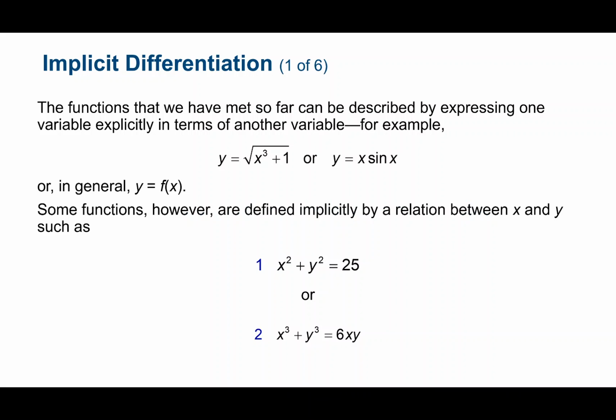So to get the idea of what we mean by implicit differentiation, we can think about functions like we've been dealing with, like y equals square root of x cubed plus 1, or y equals x times sine x. Those functions, we would say they are explicitly defined. They're defined in a way where we can write down y equals something, and then we get our function in that. And in those cases, we can also say y is the same thing as f of x, so we can say f of x equals whatever comes after that.